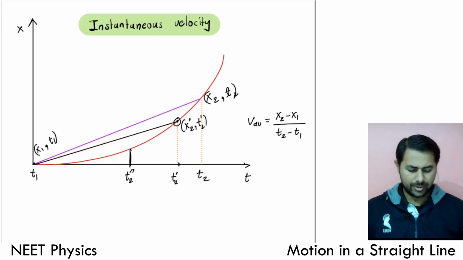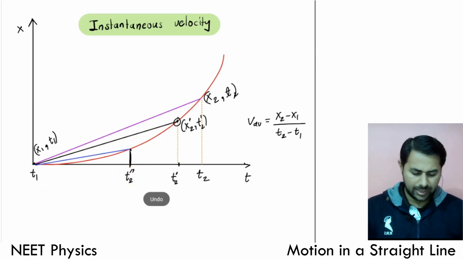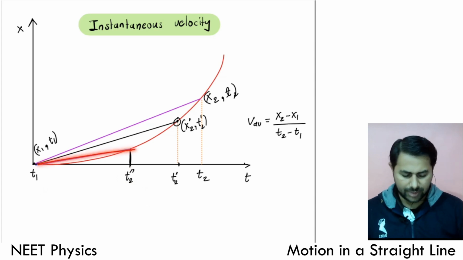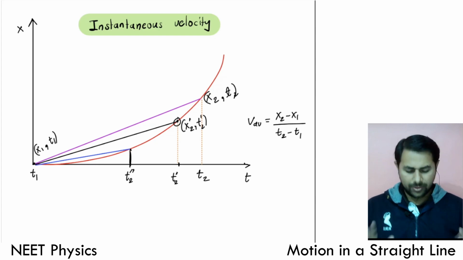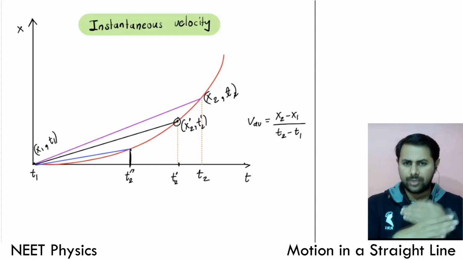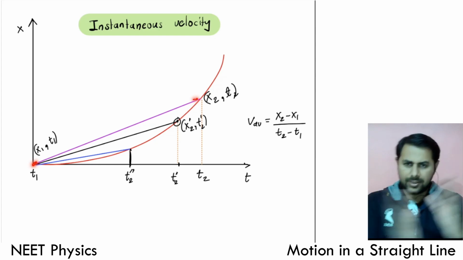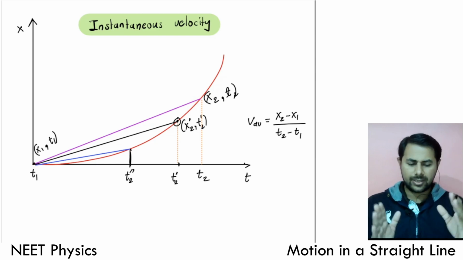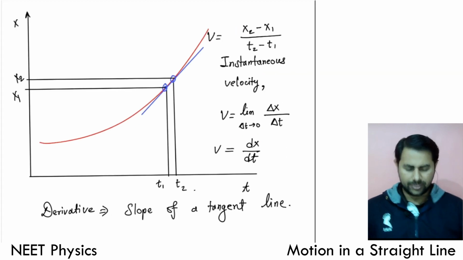If you decrease the time interval even more, let's say from t1 to t2 double dash, the secant line again approaches closer and closer to the curve. If you keep on doing this, what will happen? When the time interval becomes very small, this line becomes tangential to the curve. It will not intersect at two points, because the distance between these two points is also decreasing. It will intersect the curve at one and only one point, and that line is known as a tangent. That's what is shown here.